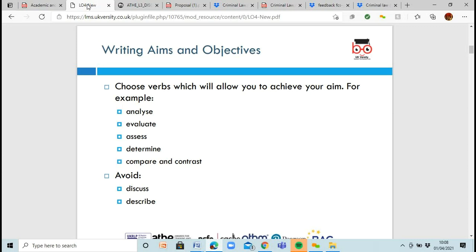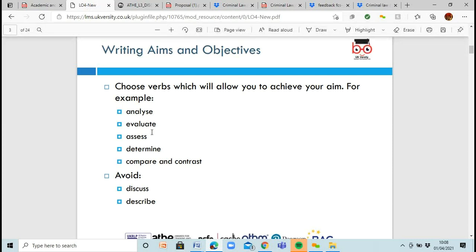So are you going to analyze childhood obesity? Are you going to evaluate the factors that go into dementia? What sort of thing? Are you going to assess the pros and cons of a certain thing? So these are the good ones to look at.